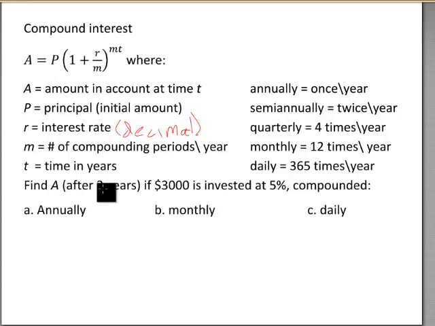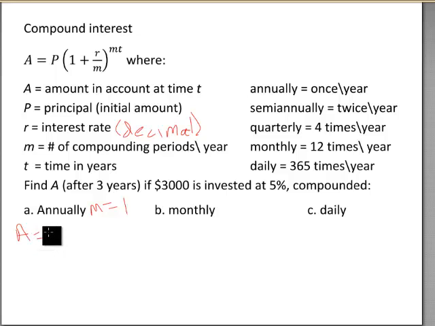So let's assume that we're investing $3,000 in an account that gives us 5% interest, and we're going to wait 3 years. Let's see the different amount of money that we're going to get if we have things compounded a different number of times each year. If it's compounded annually, then M is equal to 1.